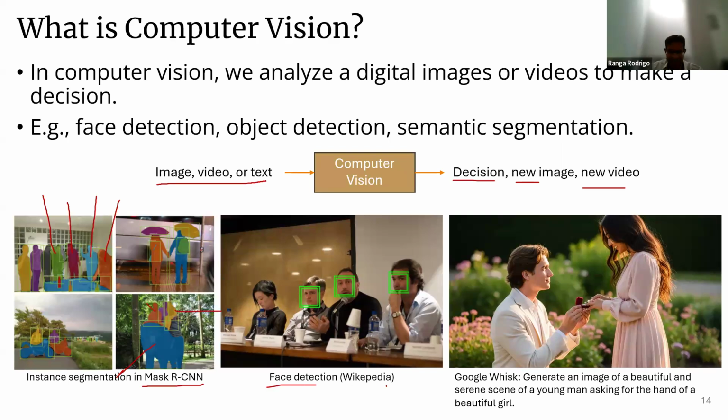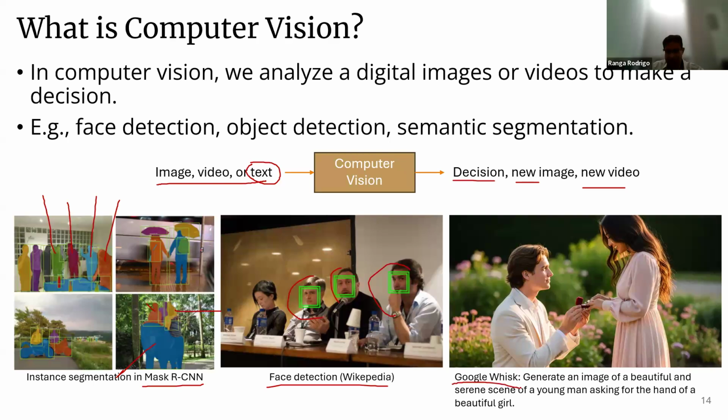And here a face detection example. There's a face here, there's a face here, there's a face here. That's also a decision, right? So you can see when we put in images, videos, or text, if you get a decision, that we call computer vision. Although we say text, only text is not the input, text and a video, text and an image is input.